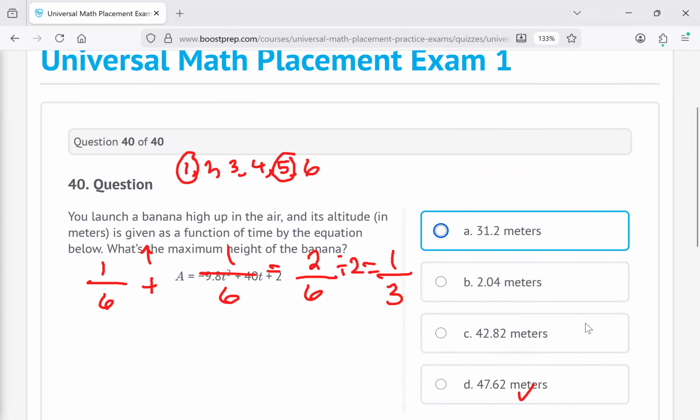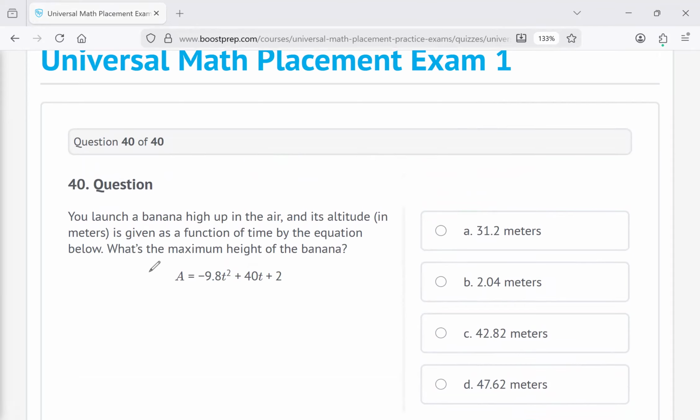Okay, last one. 40: you launch a banana high up in the air and its altitude in meters is given as a function of time by the equation below. What's the maximum height of the banana?